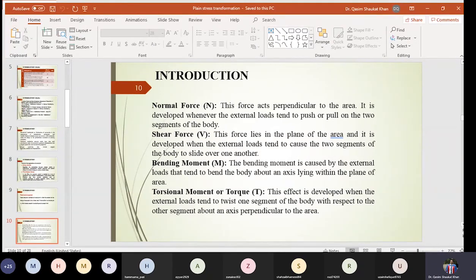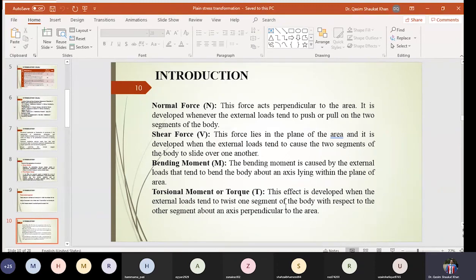External loads which try to twist one end of the body with respect to the other end of the body, in an axis perpendicular to the area. In case of the bending, the whole of the member will bend, whereas in case of the torque, one end is like fixed, the other is moving. So there is a twist produced in the element.